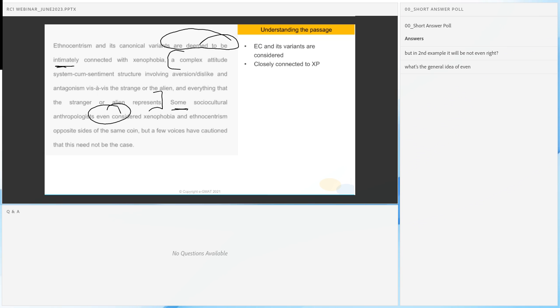So when you look at this, some sociocultural anthropologists even consider XP and EC. Let me just make sure I draw the lines properly. Forgive me. Where is my... yeah, I got that. Thank you very much.